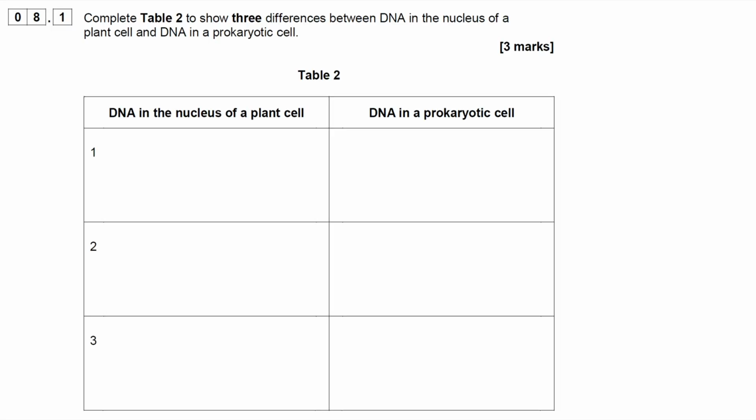Question 8. The first part of the question is complete table 2 to show 3 differences between DNA in the nucleus of a plant cell and DNA in a prokaryotic cell. So it's a simple question. It's simply asking you the difference between the eukaryotic, because plants are eukaryotes, and the prokaryotic DNA. For example, prokaryote include bacteria. So all you have to do is just tell the difference between a normal eukaryote cell and the bacteria cell.